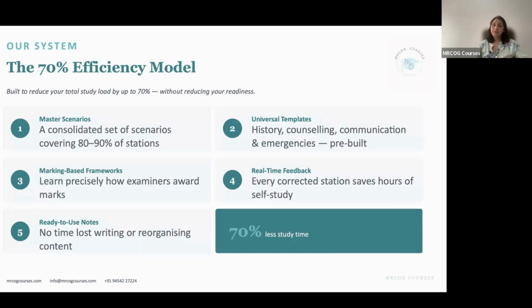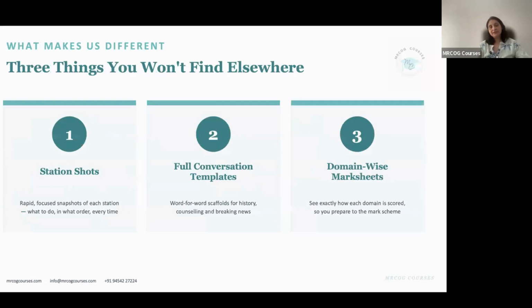And real-time feedback. That's always a main important thing. You don't need to go back and read longer theories and longer articles, because everything is designed so that you can just remember what is required. And that's how we are going to decrease your study time as well.